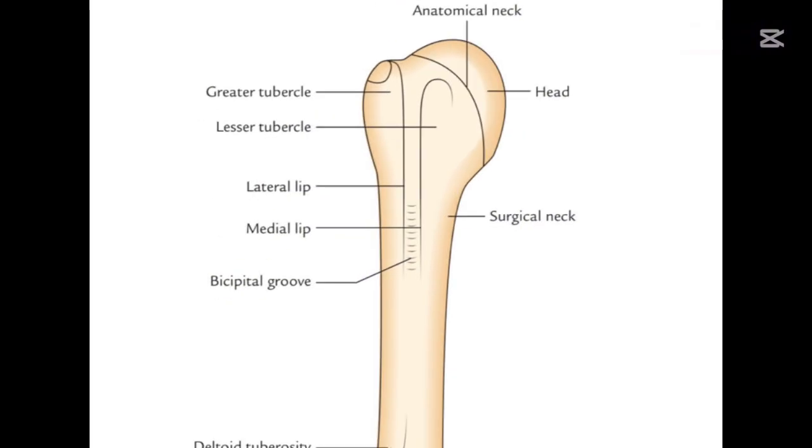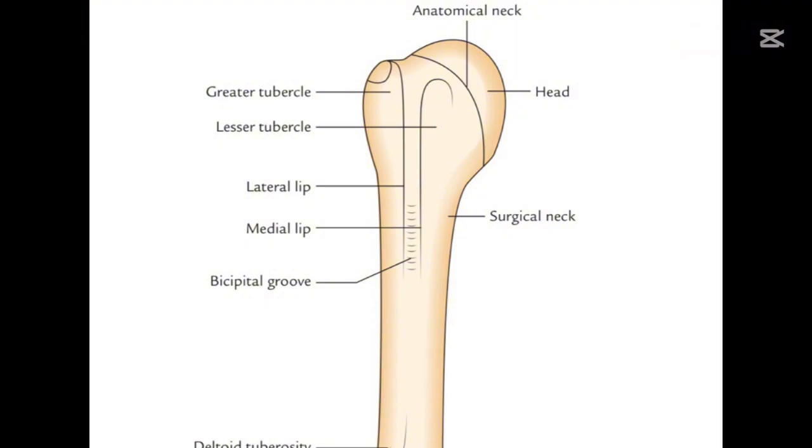Now in the upper part, or the upper end, you have the head, you have the neck, you have the greater tubercle, you have the lesser tubercle, and you have the intertubercular sulcus, in between the two tubercles, the greater and the lesser tubercle. You can otherwise call it the bicipital groove. Don't forget, the intertubercular sulcus is the bicipital groove. So we have talked about the head, the neck, greater and lesser tubercle, and the intertubercular sulcus or bicipital groove.